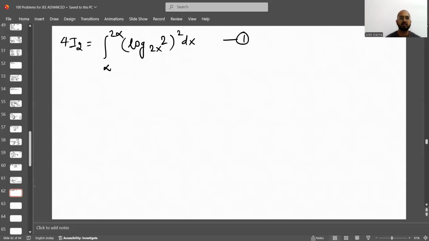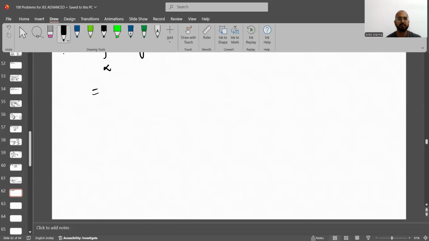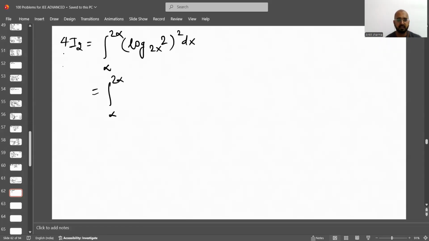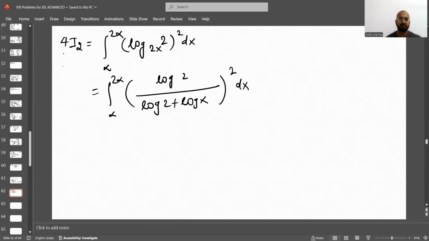I'll leave this one here because I think this is quite simplified. So let's see here. Now what do we get? I think writing this won't be good because we did not simplify it all. We'll go ahead one more step, because I feel that this still can be simplified by using the change of base. If we write it that way, then I'm going to have here log 2 over, this one can be written as log 2 plus log x, the whole square, dx. So log 2 over log x plus log 2, the whole square, from alpha to 2 alpha.